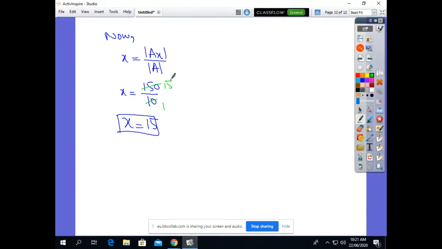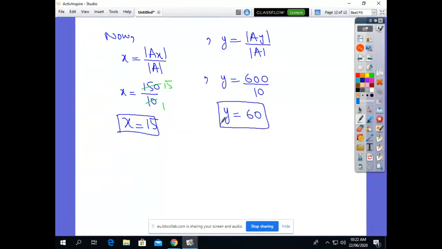Similarly, we find the value of y. Value of y is AY divided by the determinant of A. What is AY? 600. And what is the determinant of A? 10. After cancellation we get 60. In the answer we clearly see that the length of the rectangle is 4 times its width. That is, when we multiply the width by 4, it becomes the length. That is 60. 15 multiplied by 4 becomes 60.